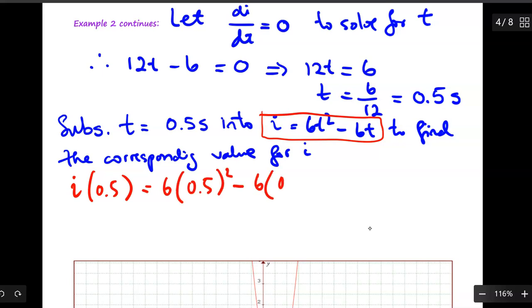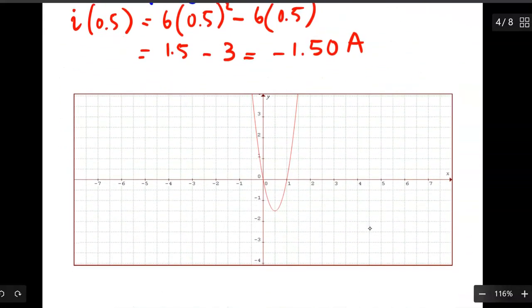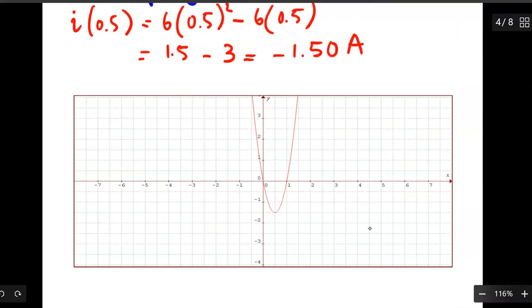Subtract 6 times 0.5. So I will have 1.5 subtract 3. I will have negative 1.5. I'm going to put in significant digits here, so it will be negative 1.50 amperes. All right.